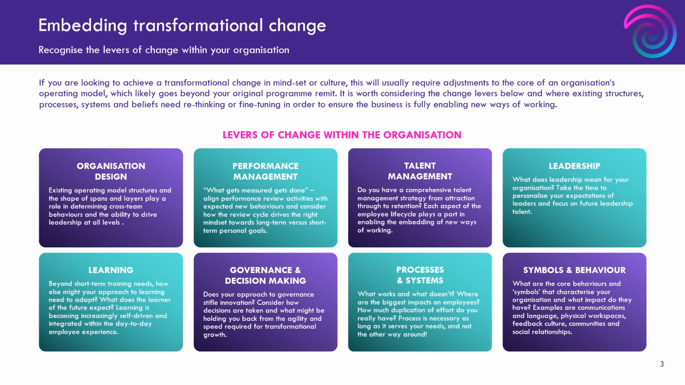Processes and systems, obviously a really key area. So where does process, technology, systems, how stuff gets done basically, is that enabling or supporting the changes that you want to see? And then symbols and behaviour.